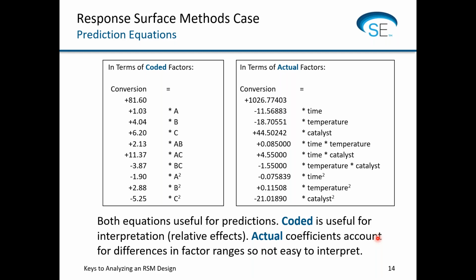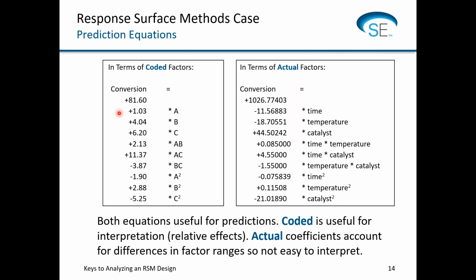But in terms of using these equations, note that you have two of them. You have a prediction equation in terms of the coded factors, which means factors are set in that -1 to +1 range, the coded units. And then the equation in terms of actual factors means that you use the actual factor levels in this equation. Both of these equations are useful for making predictions, as long as you put in the right units.